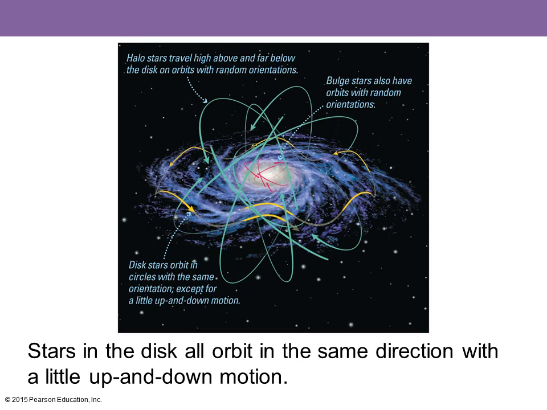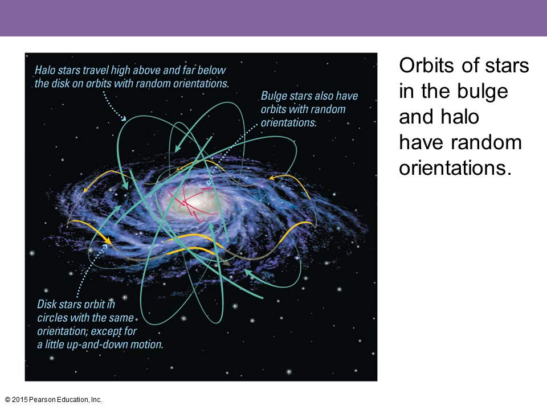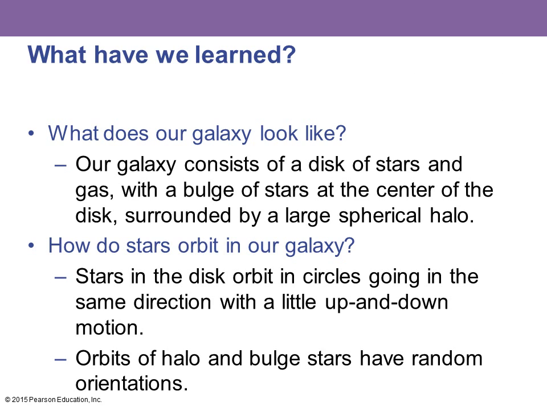So stars in the disk all orbit in the same direction too, with just a little bit of up and down motion. In the bulge and halo, they both have random orientations. So what does our galaxy look like? It consists of a disk of stars and gas, with a bulge of stars at the center of the disk, surrounded by a large spherical halo. And how do stars orbit in our galaxy? Well, stars in the disk orbit in circles going in the same direction with a little up and down motion. The orbits of the halo and bulge stars, though, have random orientations.